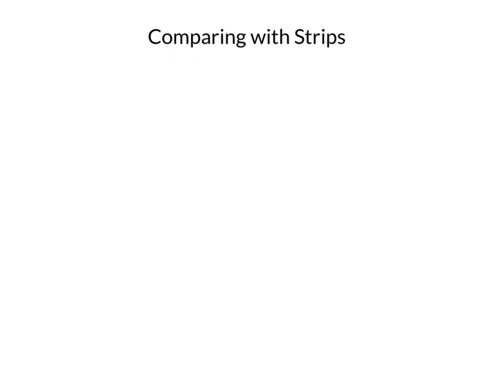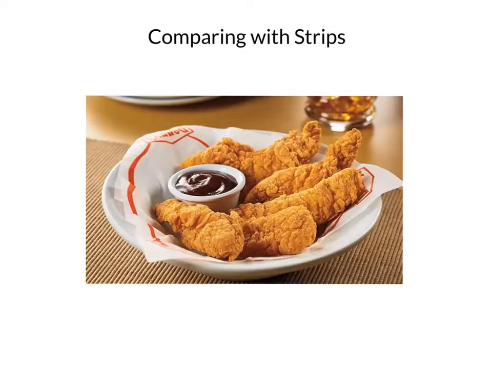Welcome to this video where we are going to be comparing with strips. Chicken strips. Unfortunately, I mean fraction strips. That's what we're going to be comparing with. And fraction strips are like pieces of paper or strips of paper. So for example, like this.